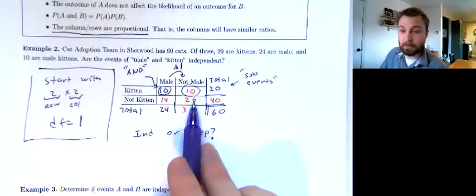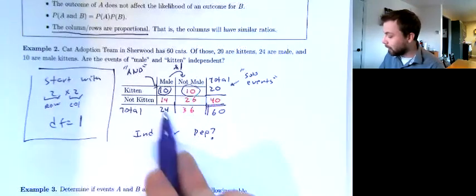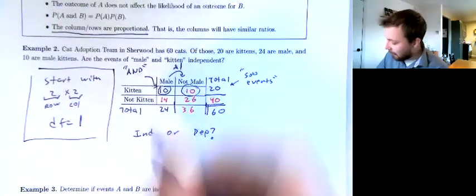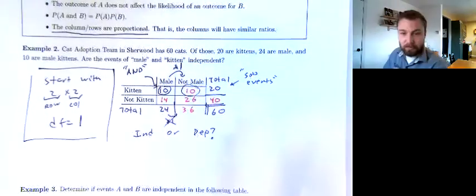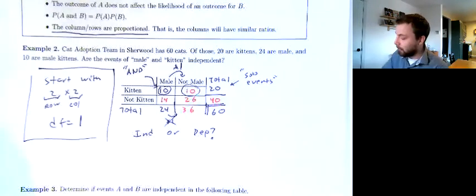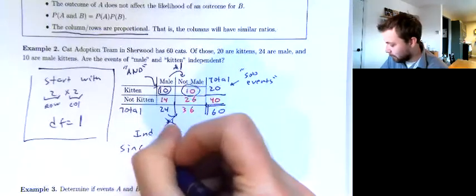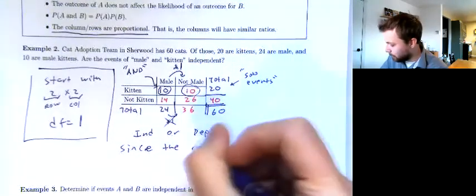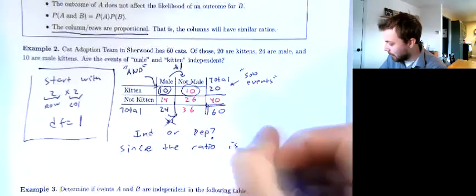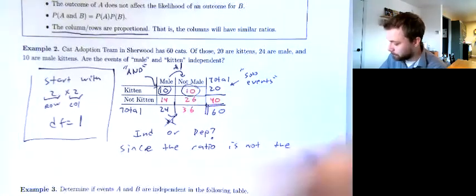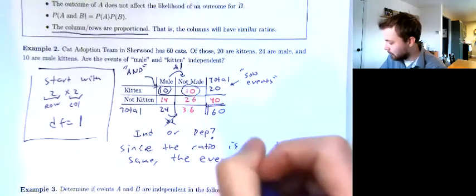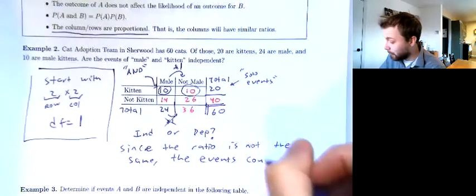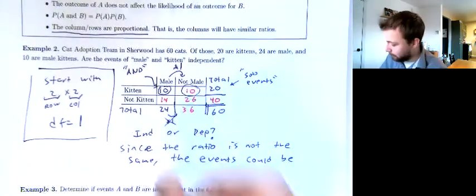I don't, I get 26. If I did 24 times 1, I should get 36. And I see that this ratio is not working. So it's not just multiplication by 1 the whole way across. It's a different ratio throughout. So since the ratio is not the same, the events could be or appear to be dependent.